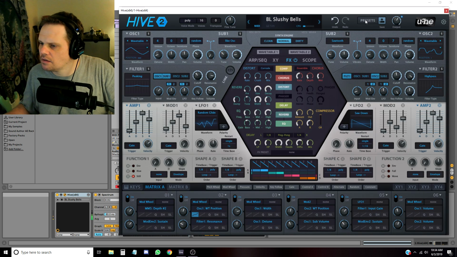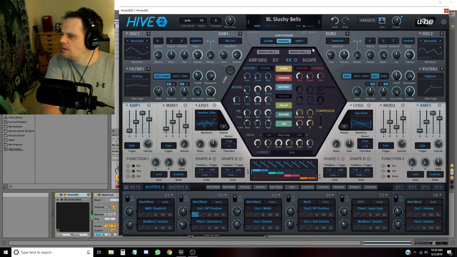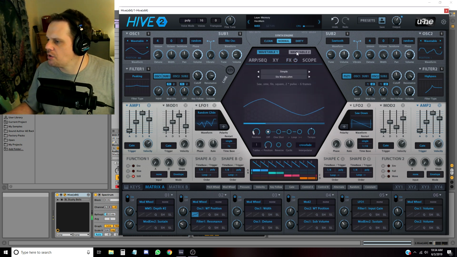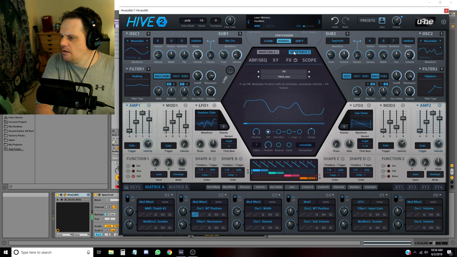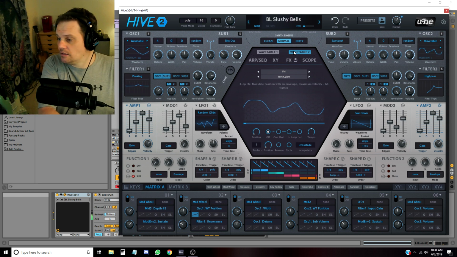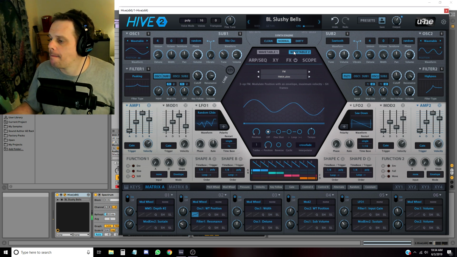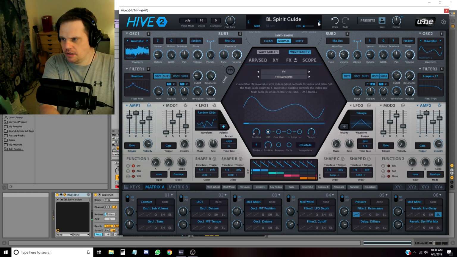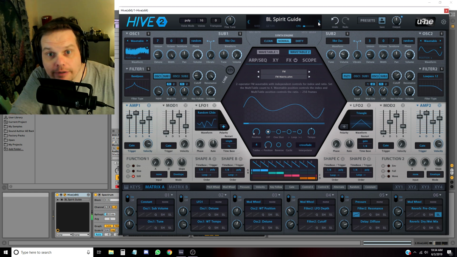I'm using... You have a nice way of being able to observe your wavetables now within the hexagon. Spirit Guide. It's weird.